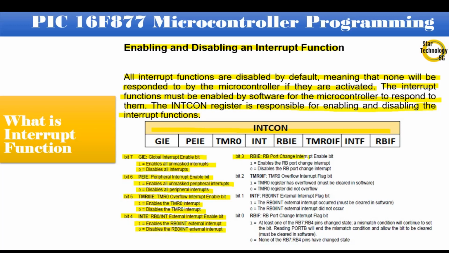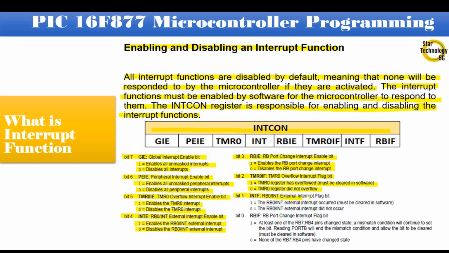Bit 3, RBIE, RB Port Change Interrupt Function Enable Bit. 1 enables the RB Port Change Interrupt Function. 0 disables the RB Port Change Interrupt Function. Bit 2, TMR0IF, TMR0 Overflow Interrupt Function Flag Bit. 1 means the TMR0 register has overflowed, must be cleared in software. 0 means the TMR0 register did not overflow.